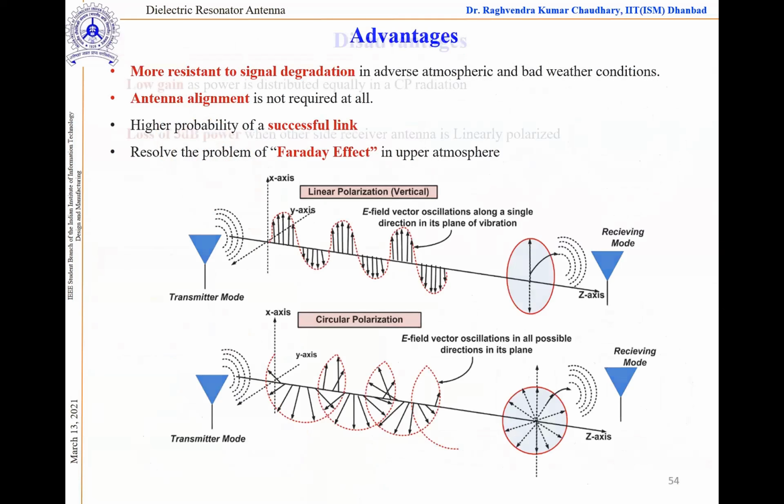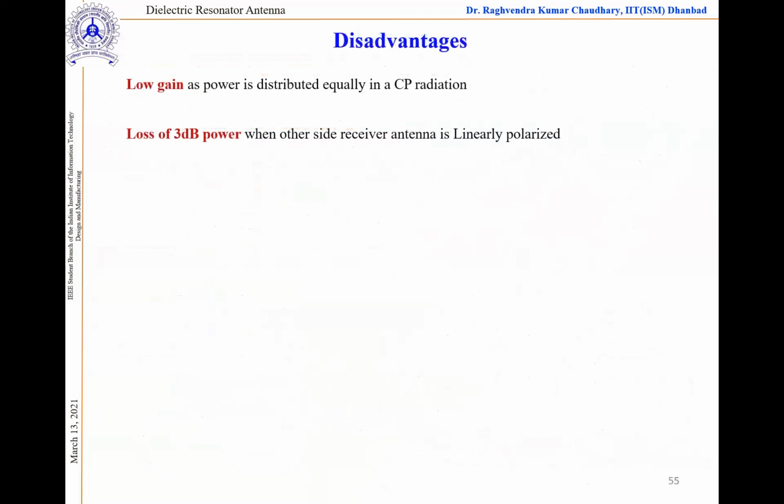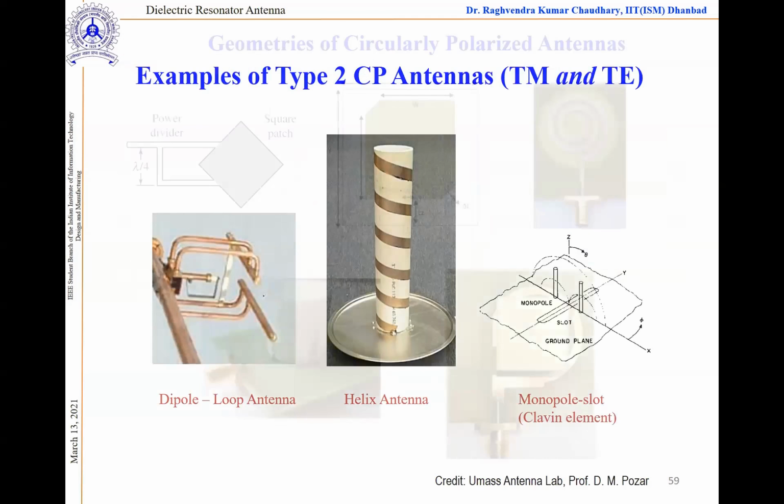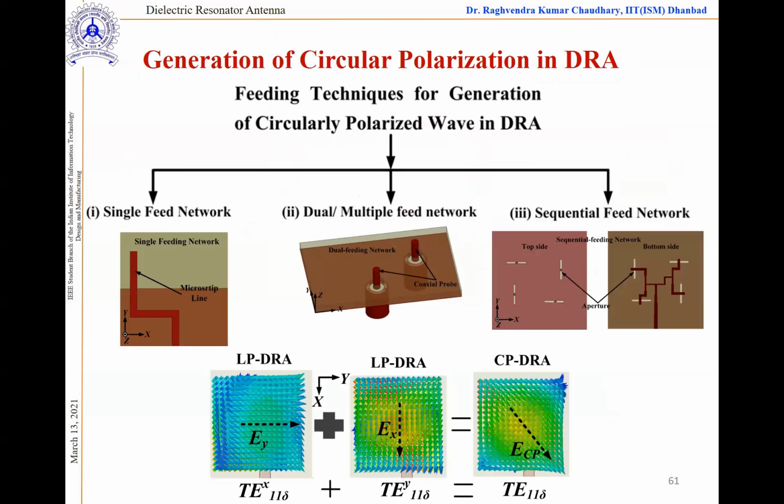Okay, so let us talk about the CPDRA. Here it depends on the feeding structure. If you see in the literature, you will find that there are mainly three feeding structures: a single feed network, dual and multiple feed network, and a sequential feed network. With a single feed system, you have to find the degenerate modes and all.